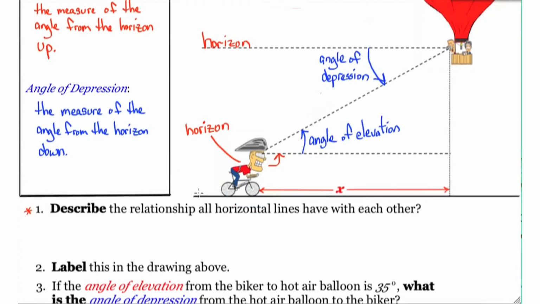So let's describe the relationship of all horizontal lines. Well, all horizontal lines are parallel. So I can label this in my drawing, showing my arrows that indicate parallel lines.